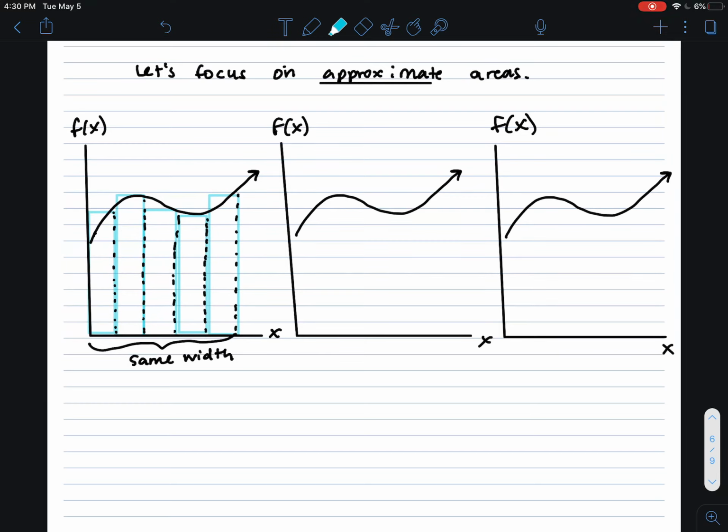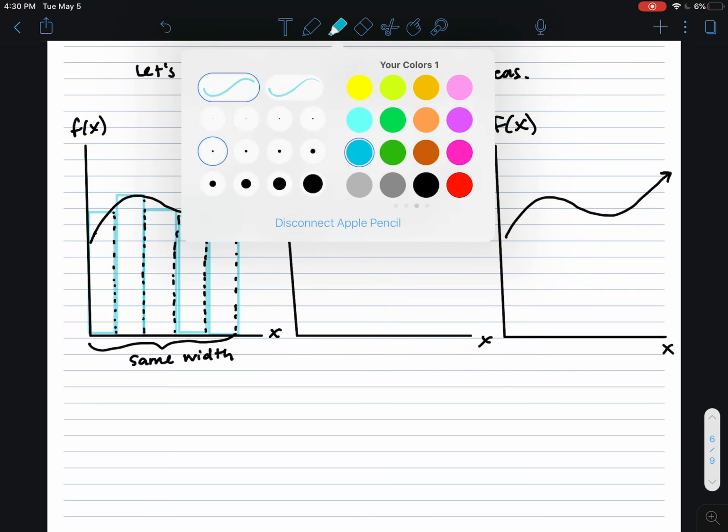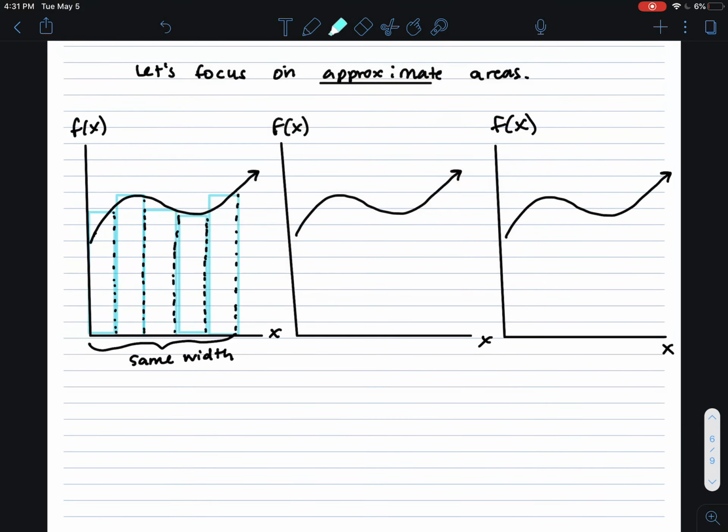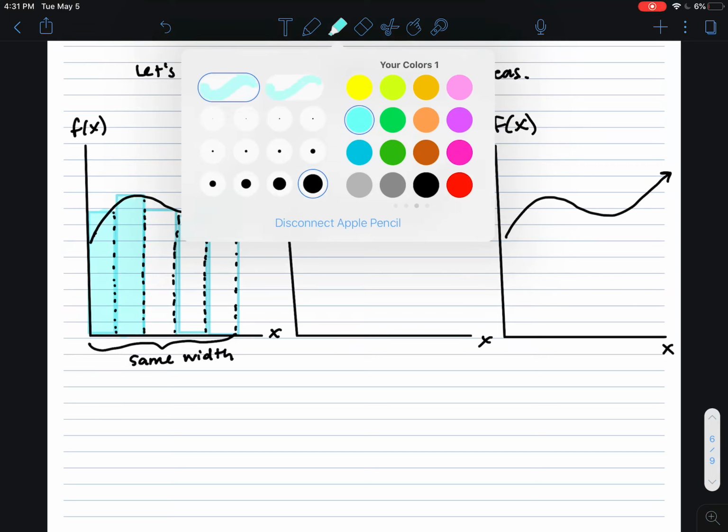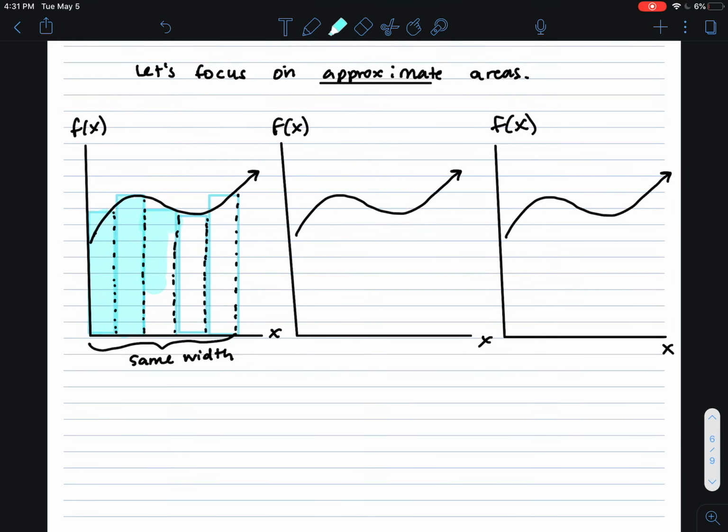Okay, so technically, the area under all of these curves is not exactly the area of all these rectangles added, because we have some little parts, like up here, where it's outside of our curve. But if we were to measure the area of this rectangle, the area of this rectangle, and the area of all the other rectangles and add them up, then that would be pretty close to the area under the curve.